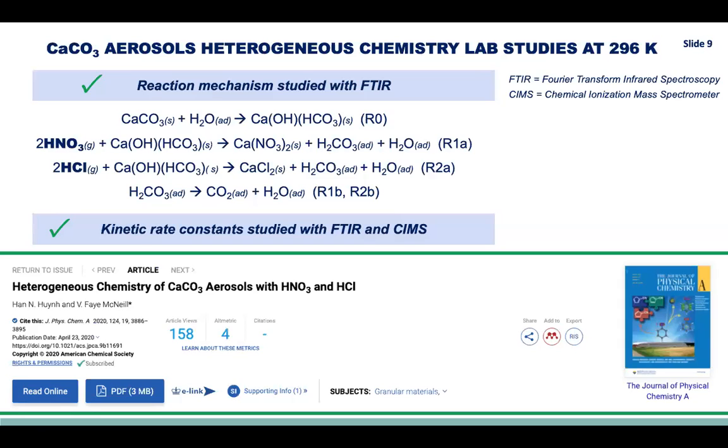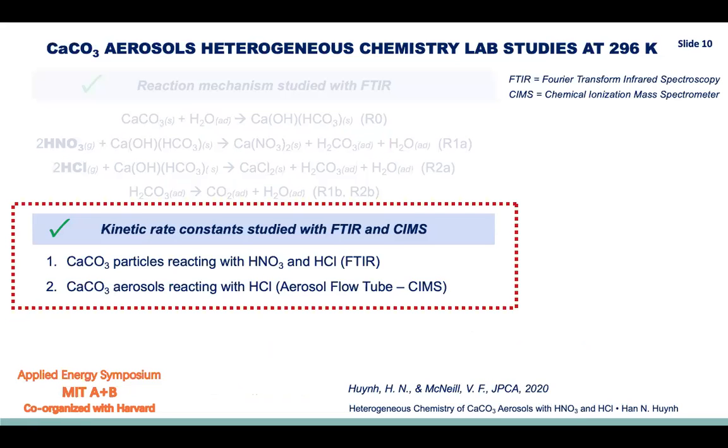As a result, we've been studying experimentally the reactions between calcite aerosols and two trace gases, HNO3 and HCl. First, we conducted studies at room temperature where we investigated the reaction mechanism listed here with an FTIR. We also studied the reaction kinetics using both the FTIR and a custom-built quadrupole CIMS. You can find the details in our recently published paper in JPCA. In the interest of time, today I'll focus on the kinetics results only, especially from the aerosol flow tube CIMS study.